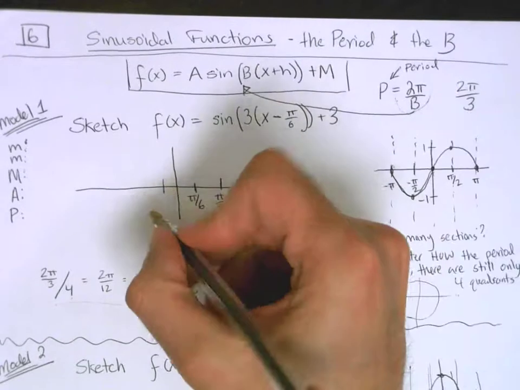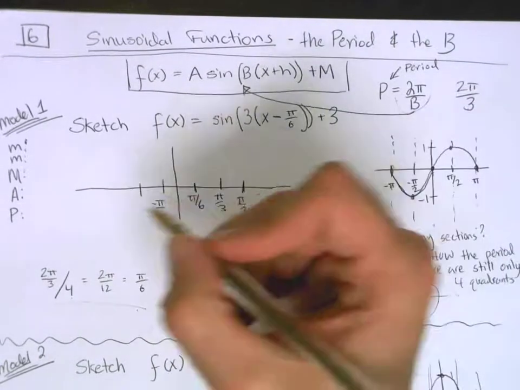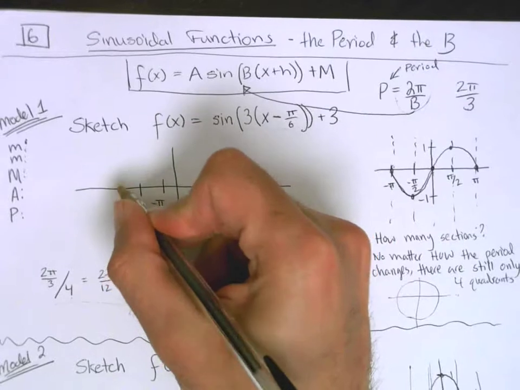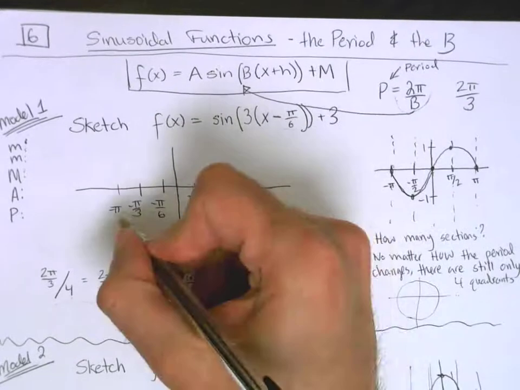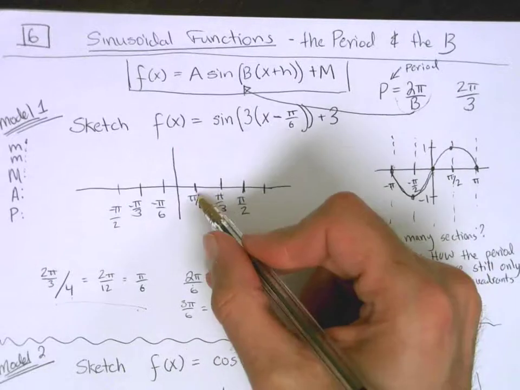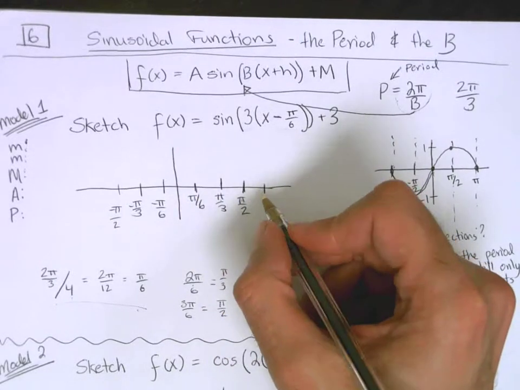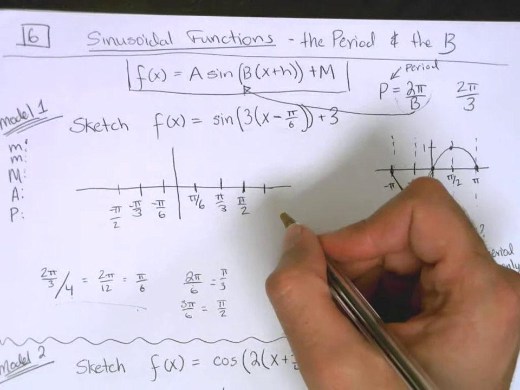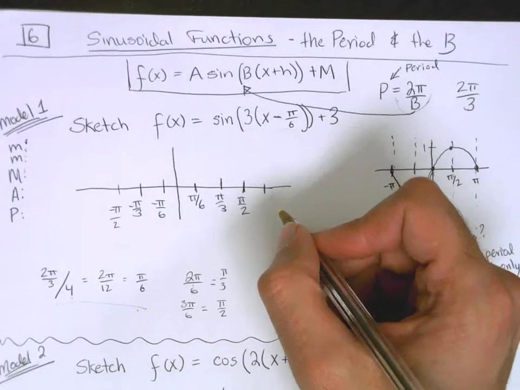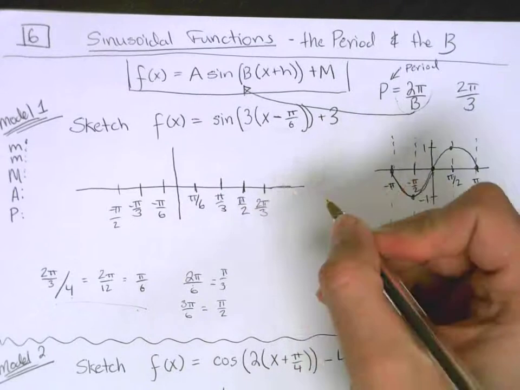What's the next point? The next point would be, so 1 pi over 6, 2 pi over 6, 3 pi over 6, 4 pi over 6. What does that simplify to? 2 pi over 3. Good. Next point, 5 pi over 6. Next point, pi. Good. So finish out these negatives. And I filled in part of the map.